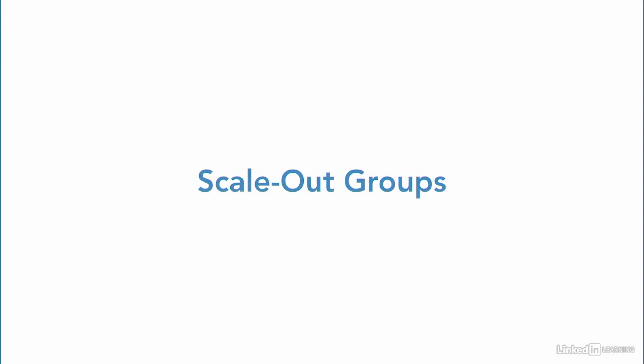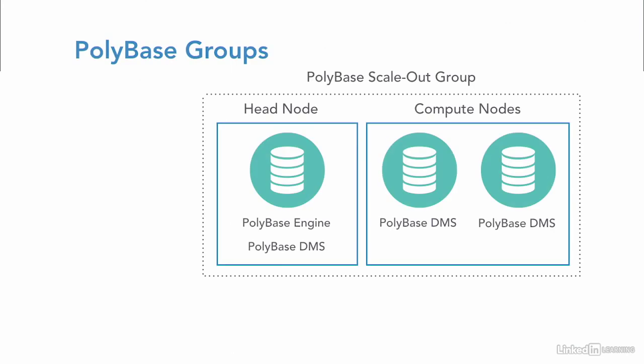In addition to using Polybase connections to work with remote data in SQL Server, you can also use a collection of SQL Server instances to create a Polybase scale-out group. Scale-out groups use a number of SQL Server instances that work together to process Polybase external tables, thereby increasing the performance and capacity with each additional node.